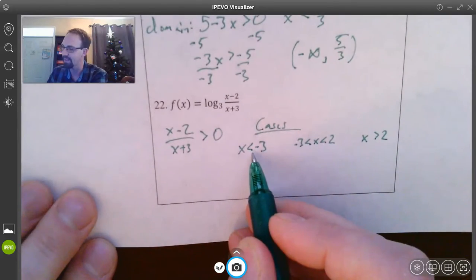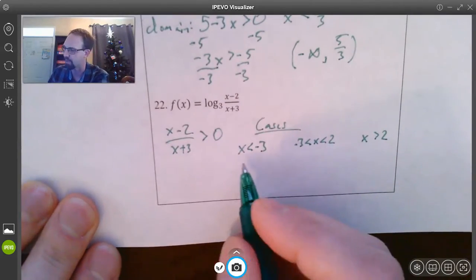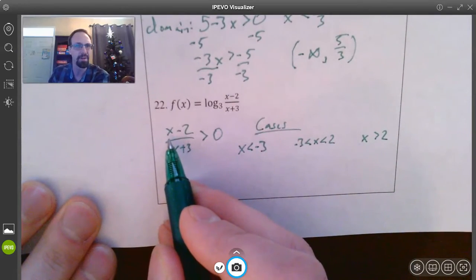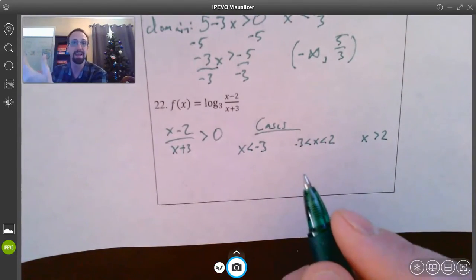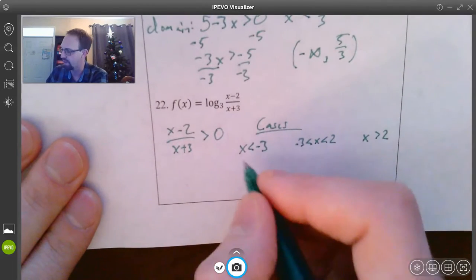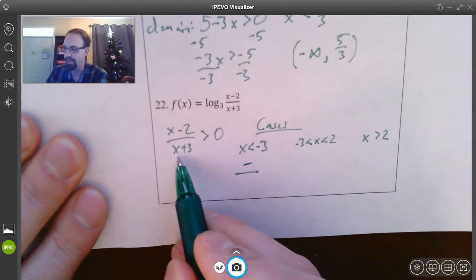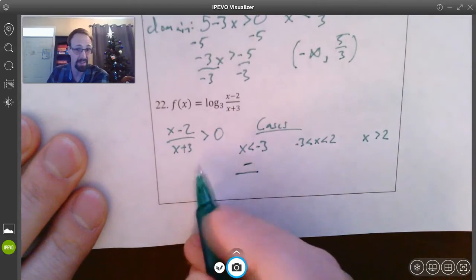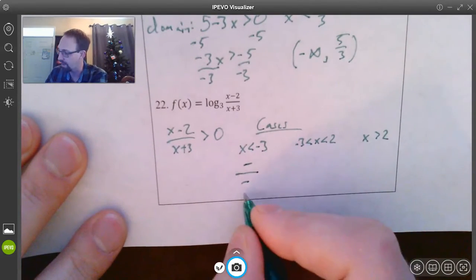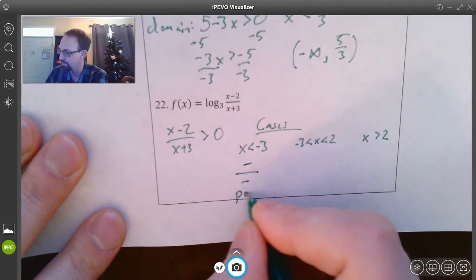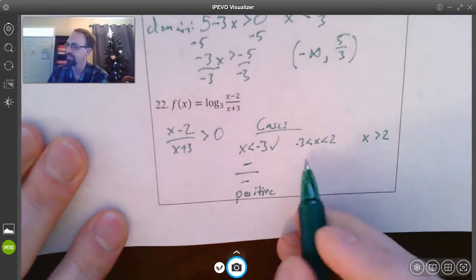So if x is less than negative 3, what happens? Well, then this is going to be a negative number. So if I say, again, negative 5. Negative 5 minus 2 is negative 7, so that's a negative, divided by x plus 3, so negative 5, that's also a negative. A negative divided by a negative is a positive. So this one is okay. This one comes out to be a positive. So this case is okay.